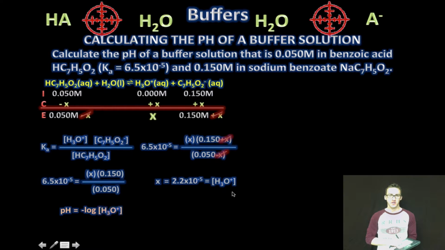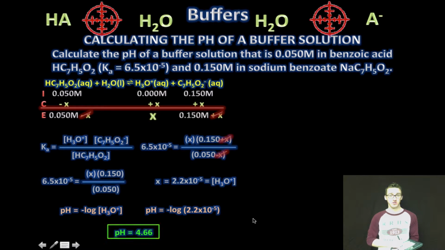Then to solve for the pH, we're simply going to plug that hydronium ion concentration into the formula for pH. So pH is equal to the negative log of 2.2 times 10 to the minus 5. Again, we jump to our calculator and take the negative log of 2.2 times 10 to the minus 5 to solve for the pH of this buffer solution, which is 4.66. So essentially, you can solve for the pH of a buffer system very similarly to how you solve for the pH of a weak acid. However, a big difference that you have to watch out for is to recognize that because it's a buffer, you're going to have a substantial amount of not only your weak acid, but also your conjugate base.